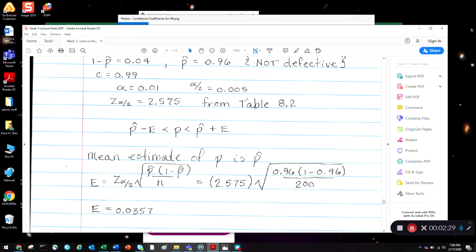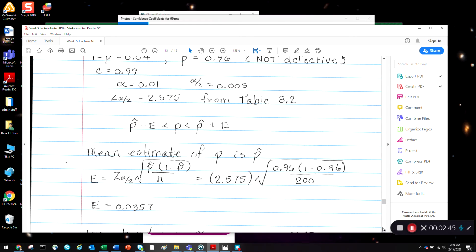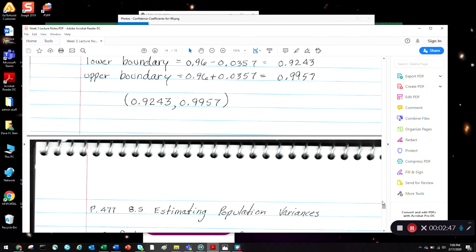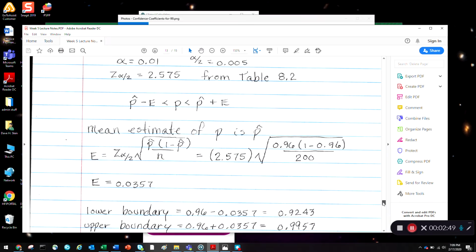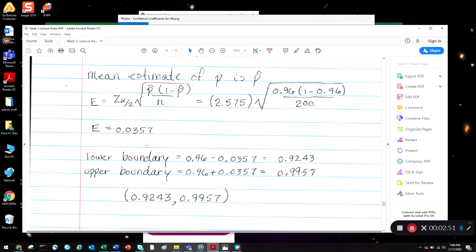Our estimate for p, which is the population proportion, is going to be plus or minus the error estimate to the sample proportion. When we fill in what we know, we come up with our error estimate of 0.0357.